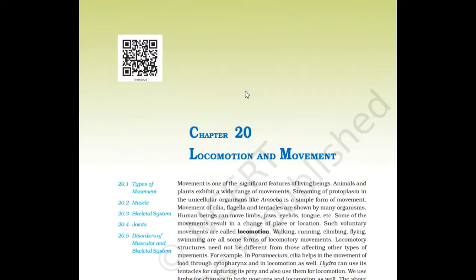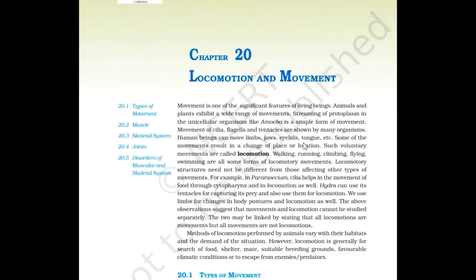In this video, we will read chapter 20 of 11th NCERT, that is Locomotion and Movement. So without further delay, let us discuss this topic.